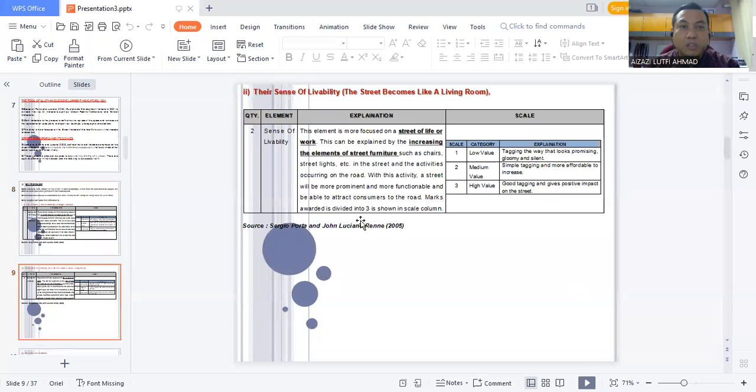Another indicator in sky exposure is the sense of livability. The street becomes like a living room. This means the street of life or work.